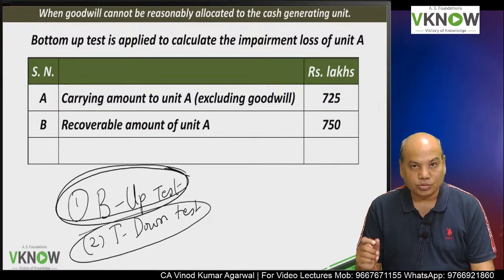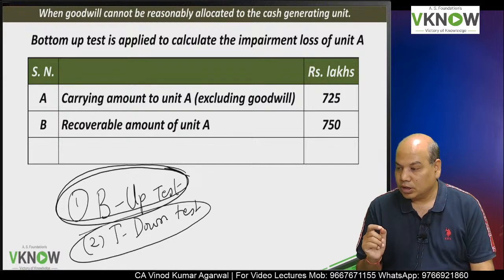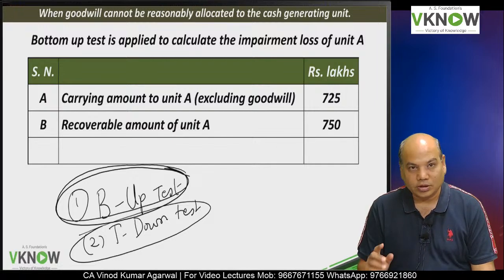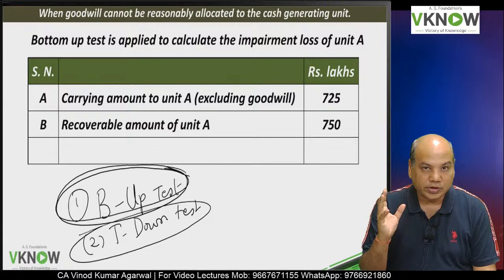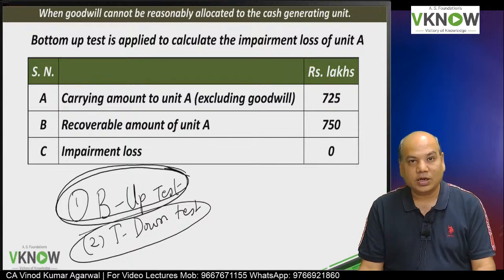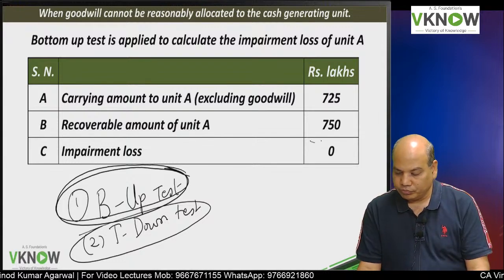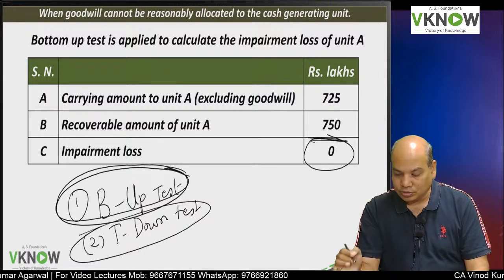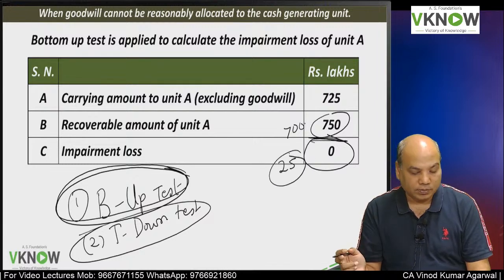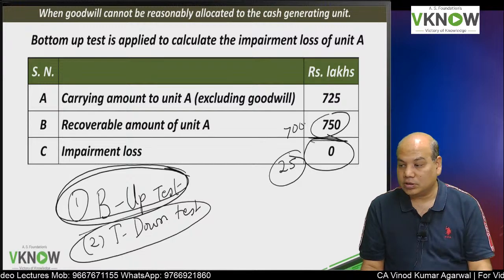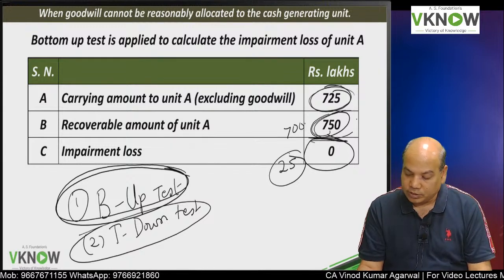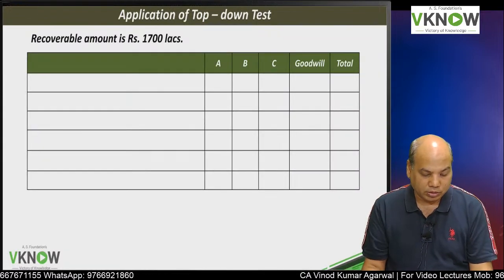So the learned student will reply now. Carrying amount is 725, recoverable amount is 750. What do you think? Is there any impairment? The answer is no. So in the bottom up test, we found that there is no impairment loss. But suppose in your exam this figure is 700, then you will have to provide 25 impairment loss. So don't try to remember the answer. Read the question carefully, compare the two. If recoverable amount is lower, then provide impairment loss.